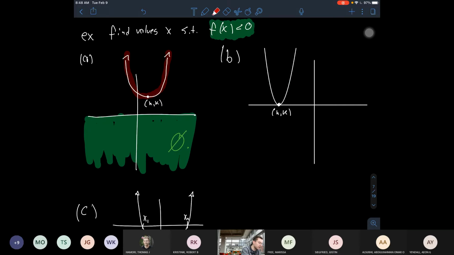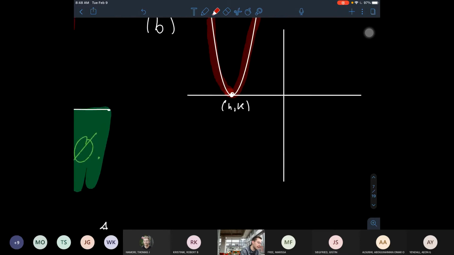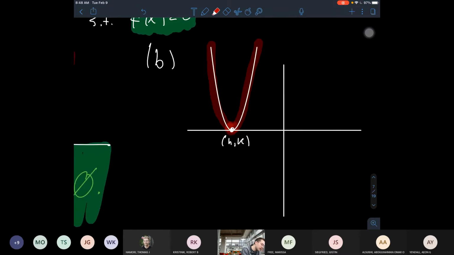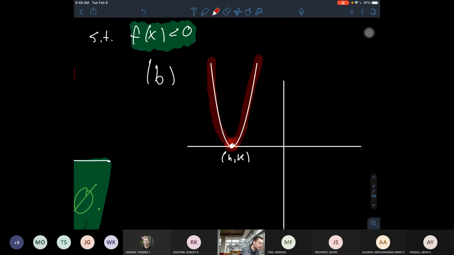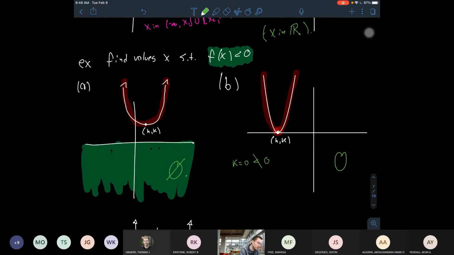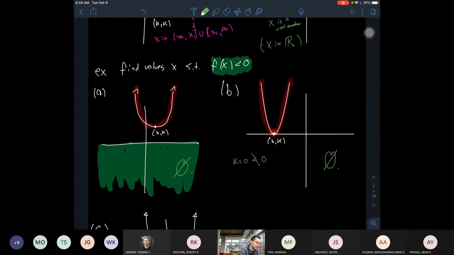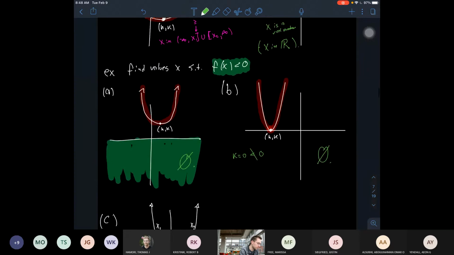In fact, we're going to get the same result for part B, right? Because all of it lies above or possibly on the x-axis. Okay, but this point h comma k here, this vertex, is still not going to satisfy f of x is less than 0 because k is actually equal to 0, and 0 is not less than 0. So it's still going to be thrown out. So this one, again, our answer is going to be no solutions. Okay.